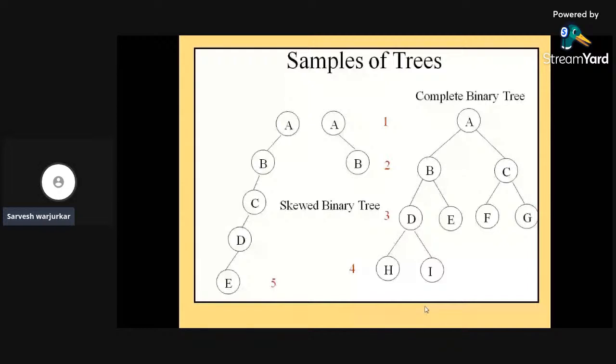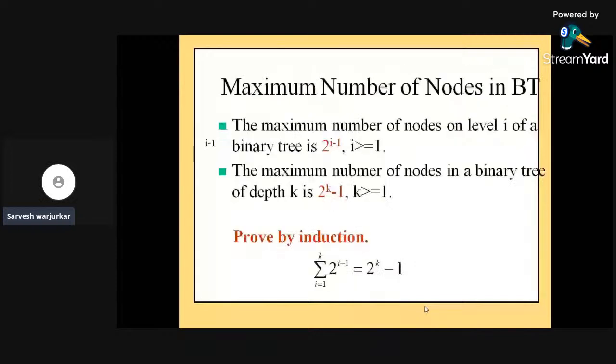The maximum number of nodes in a binary tree: the maximum number of nodes on level i is 2 to the power i minus 1, for every i greater than or equal to 1. That can be proved by induction. It is simply like, a binary tree of depth k has at most 2 to the power k minus 1 nodes, where k is greater than or equal to 1. That can be proved by induction. That's why I have kept it in red. A question came on that particular topic related to binary trees in GATE. Summing over i equal to 1 to k, 2 to the power i minus 1 is equal to 2 to the power k minus 1.